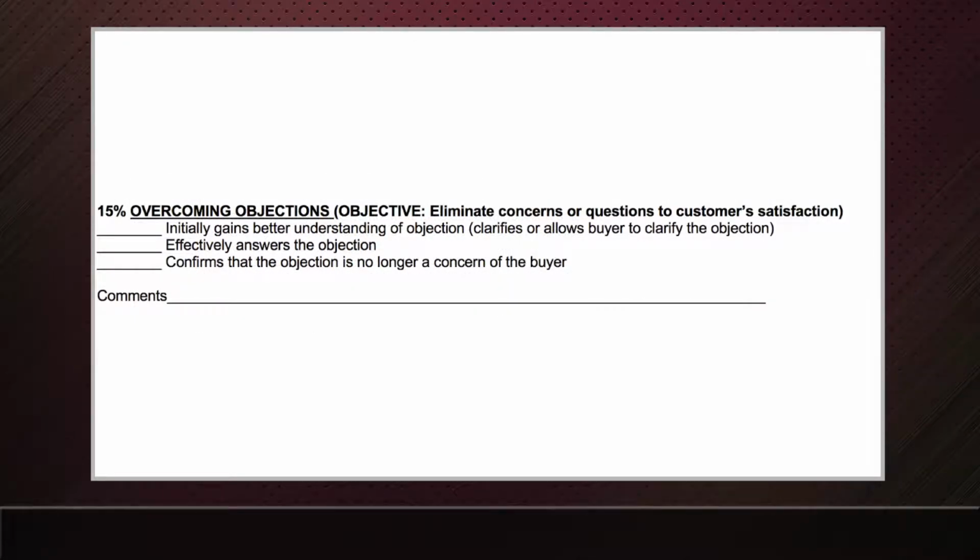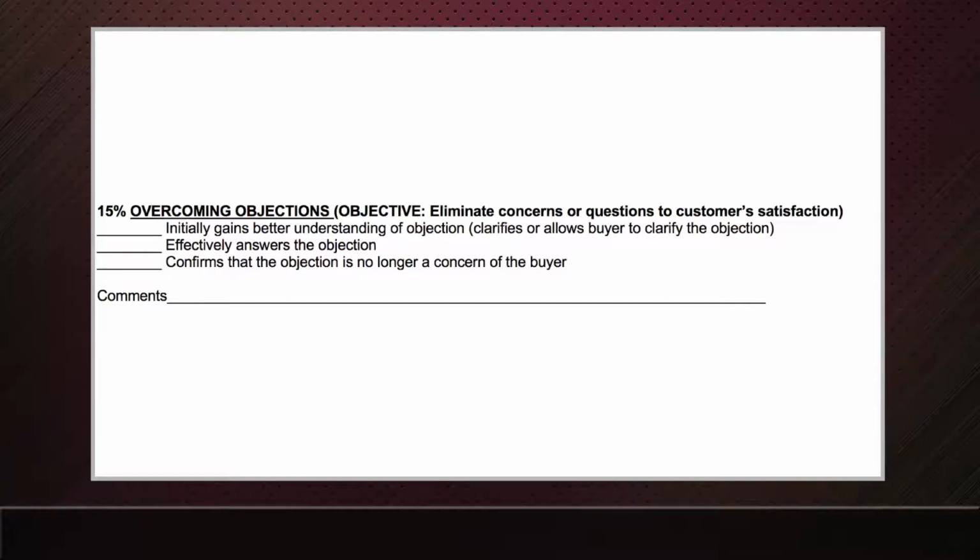At some point in the process, the customer will offer some sort of resistance or objection. We're looking for the student to do three main things when these happen. First of all, the student should make sure they clarify and understand what the customer is talking about. They can do this by either asking some more probing questions or allowing the customer to elaborate on that concern. Next, they should effectively answer that concern in whatever way is appropriate and provide whatever information they need to reassure this customer that that concern will be taken care of.